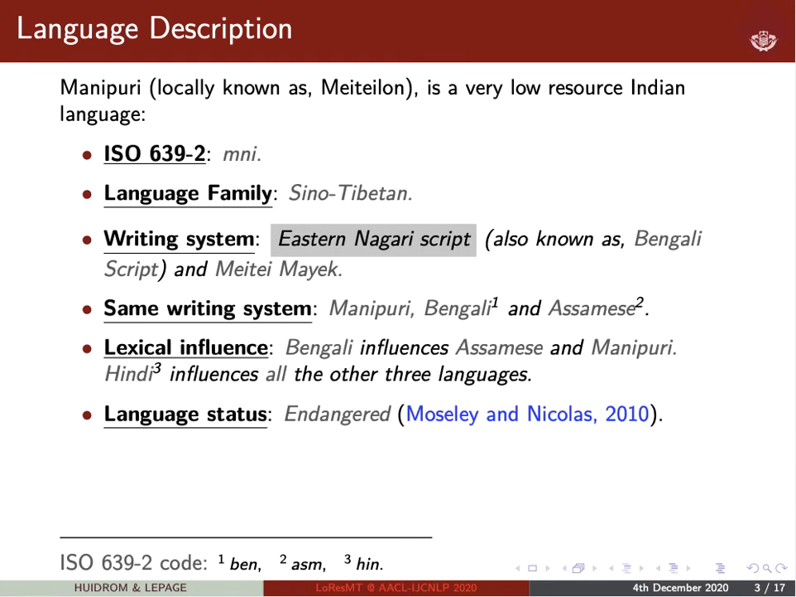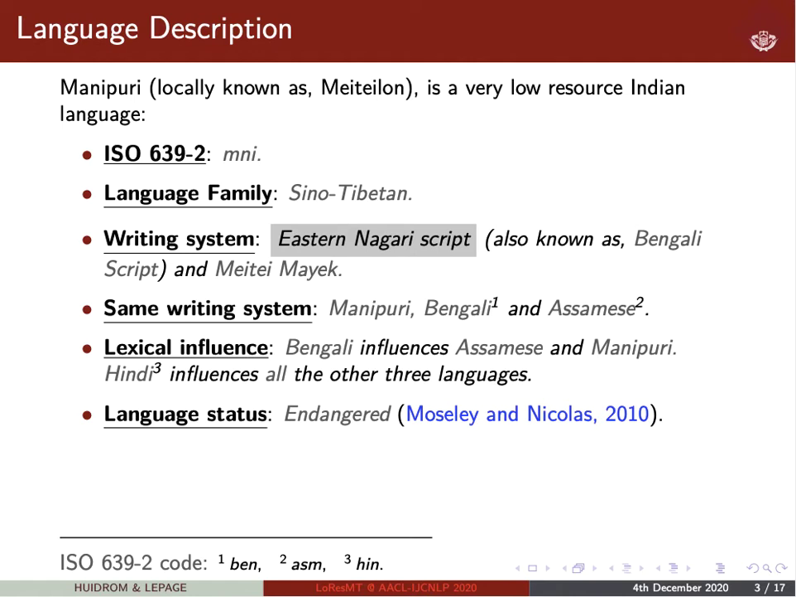So we are talking about a very low resource language called Manipuri, which is an Indian language from the Sino-Tibetan language family. There are two writing systems for this language. The first one is called Eastern Nagari script, and the second one is called Meitei Mayek. For our research, we are using Eastern Nagari script. Manipuri shares this writing system with Bengali and Assamese.